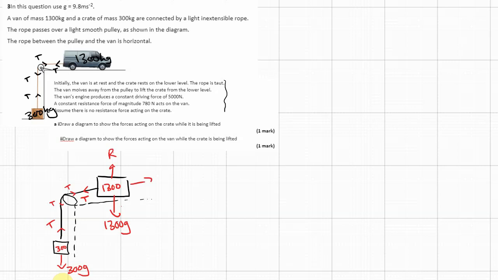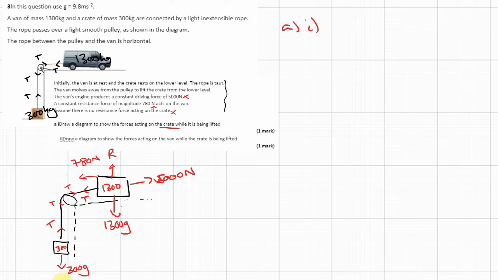So we've got a driving force of 5,000 newtons, which I've took from there. We've got a resistance force on the van of 780 newtons. And there's no resistance force acting on the crate. Okay, we've done our big diagram literally for this question.